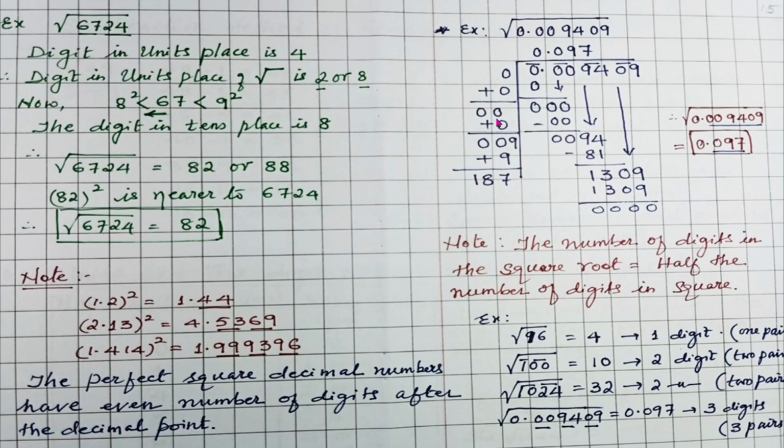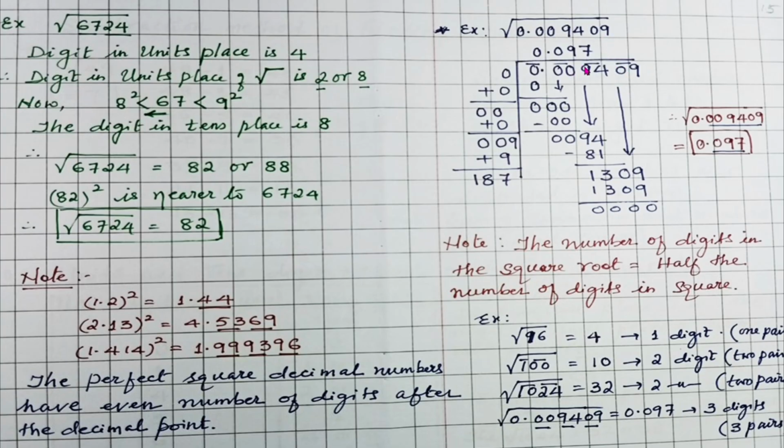Bring 94 down and add 0 here, it becomes 00. I have chosen the digit 9 here because 9 into 9 becomes 81. So 94 minus 81 is 13. And bring 09 down. I have added 9 here. 9 plus 9 is 18. I have chosen the digit 7 because 187 into 7 becomes 1309, which is 100% getting subtracted here, and the remainder is 00. Therefore the square root of 0.009409 is 0.097.